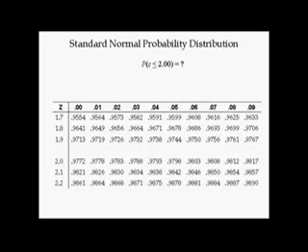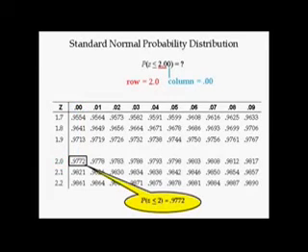To compute the upper tail probability, or to compute the probability that z is less than or equal to 2, go to row 2.0, column 0.00. The intersection of this column and that row is 0.9772. The probability of z being less than or equal to 2 is 0.9772.